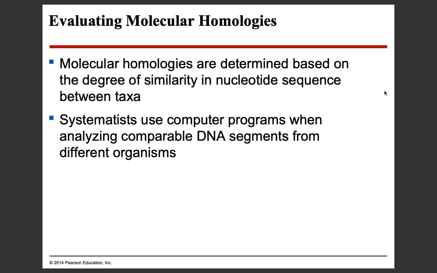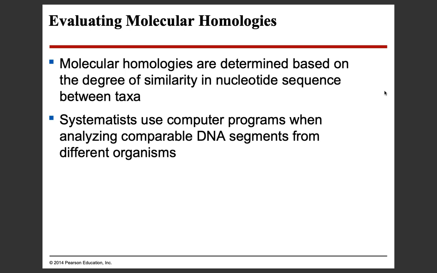Okay, we're going to be looking at evaluating molecular homologies. So molecular homologies are determined based on the degree of similarity in nucleotide sequence between taxa. So what's a nucleotide sequence? That's the A, T, G, and C in the DNA. Whatever combination of A, T, G, and C that they have. The more similarities we have, the closer we can tell we have molecular homologies.